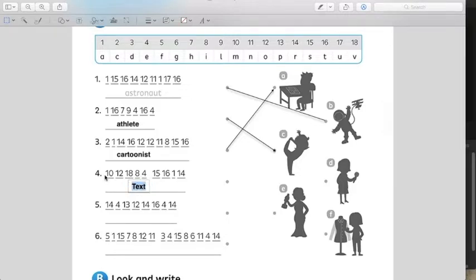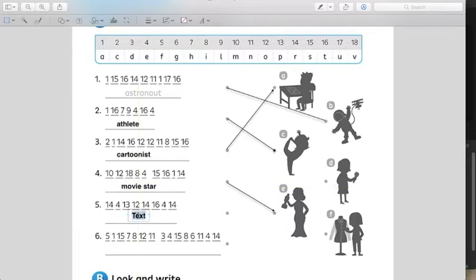Number 4, we have number 10. Number 10 is M. 12 is letter O. 18 is V. 8 is I. And 4 is E. We have a space. 15 S. 16 T. 1 A. 14 R. Movie star. So which one is a movie star? Do you guys remember which is the movie star? Let's go ahead, and I think it would be this one here. Movie star, because she has an award. Okay, number 5.